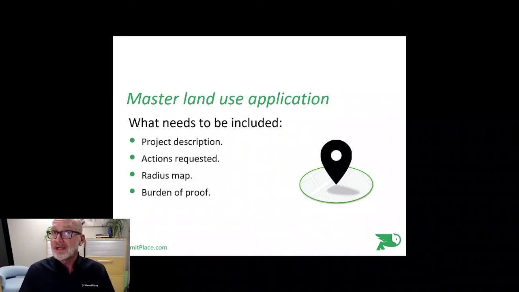You'll have to include a radius map. That's an additional cost. There are radius map companies out there in the City of Los Angeles that specialize in this specific type of radius map. And then you'll have to supply a burden of proof that there is a public necessity for this use in the area that you are talking about.